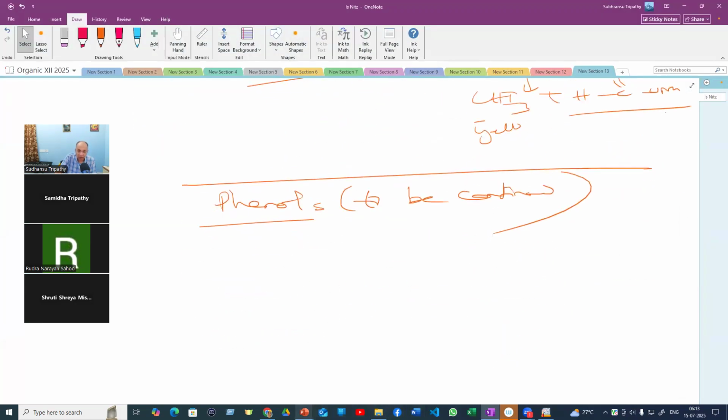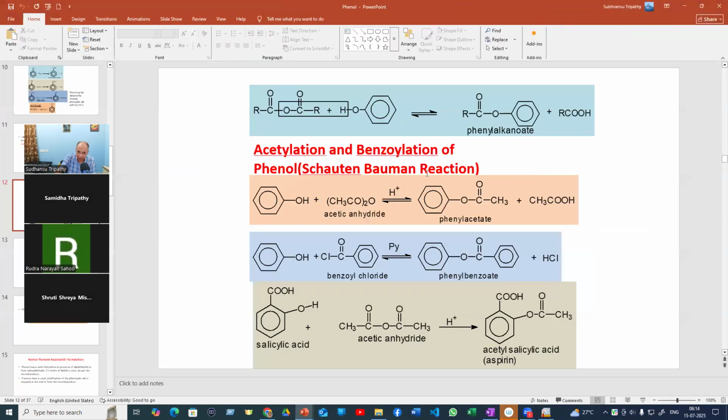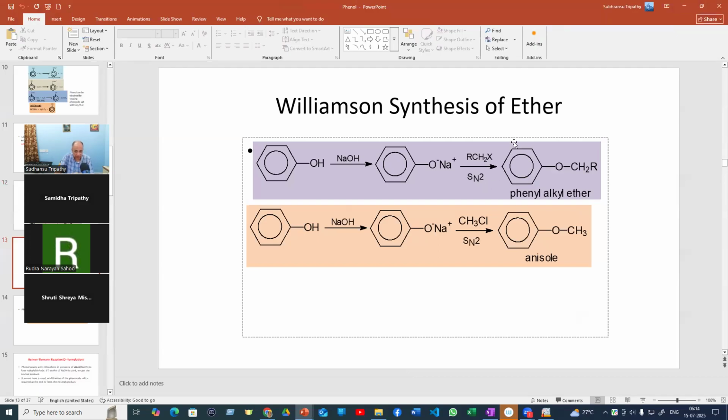Okay, now I would like to show you this slide to cover the remaining portion. This is Williamson synthesis of ether. You make a sodium salt by treating phenol with either sodium metal or sodium hydroxide, and then treat it with a 1 degree halide, to get almost 100% exclusive substitution product. This is alkyl phenyl ether. One example has been given, so you don't write anything, but promise me you will write everything at home. You will get anisole.